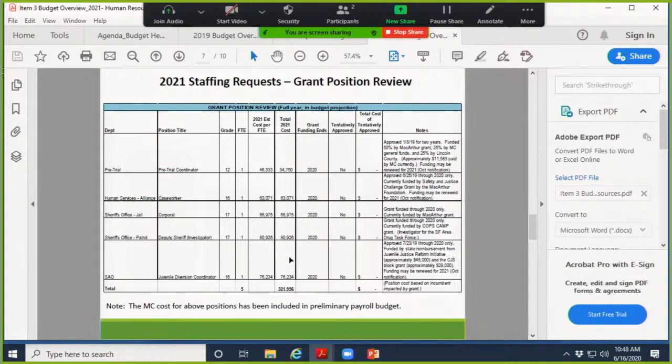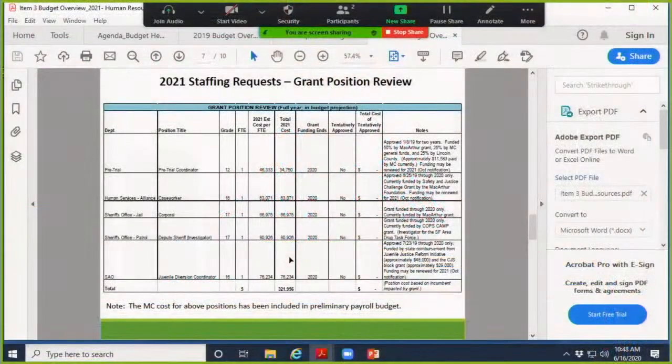I'm a little confused about the pretrial because only half of that position is funded with the grant. Correct. Are you suggesting we still remove the position in its entirety? Then we would remove the revenue from Lincoln County for that quarter of the position? No, we fund it at the same level it's funded at this year. So for budgeting purposes, Minnehaha County is only going to budget the same amount for that position as they have budgeted this year.